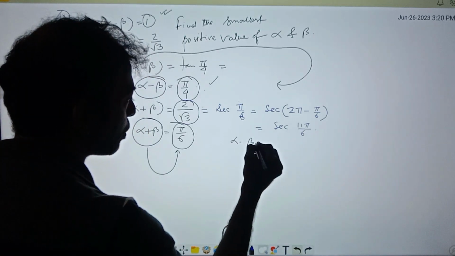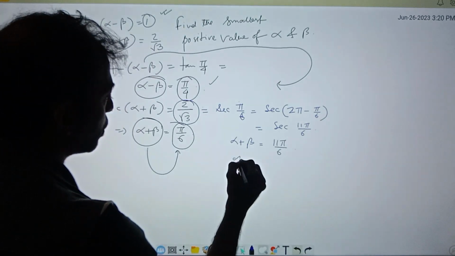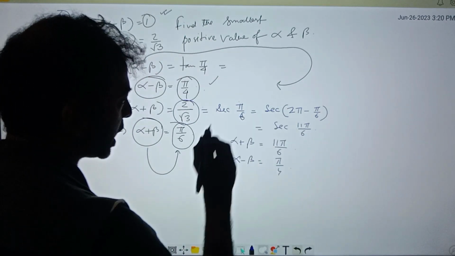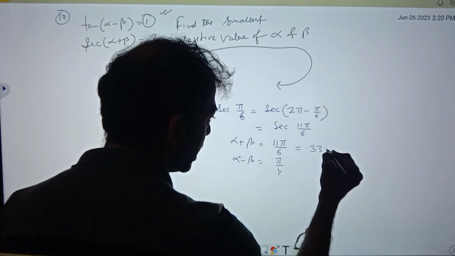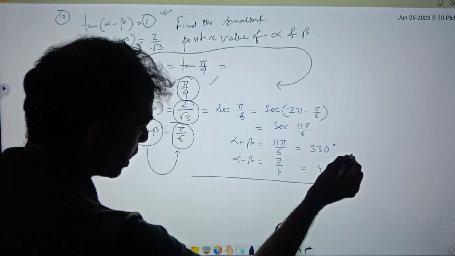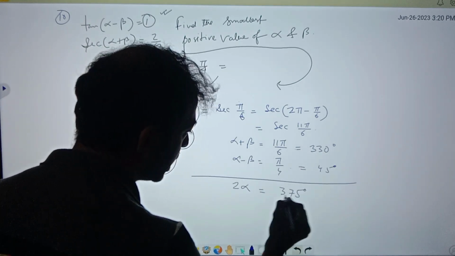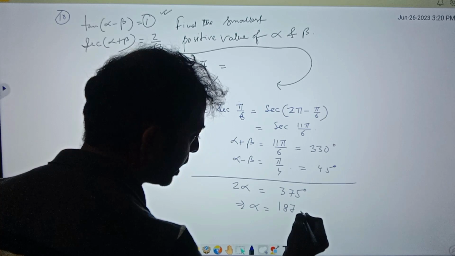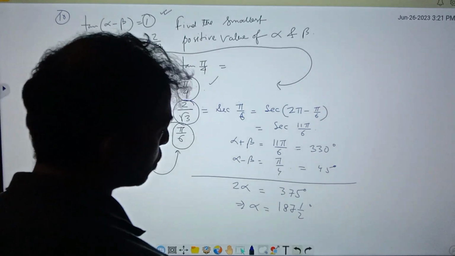So alpha minus beta equals pi by 4, and alpha plus beta equals 11 pi by 6. Now we are going to get some meaningful value here. And 11 pi by 6 is actually 330 degree and pi by 4 is actually 45 degree. So if we add these two equations, we will get 2 alpha equals 330 plus 45, that will be 375 degree. Hence alpha will be, after dividing 375 by 2, 187 and 1 by 2 degree, right? 187 and 1 by 2 degree.